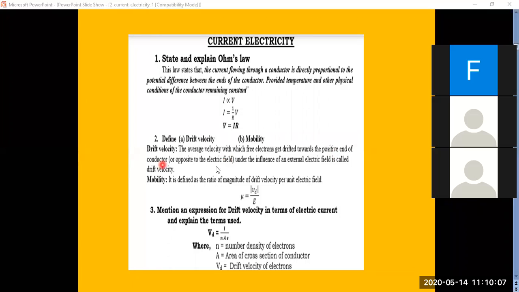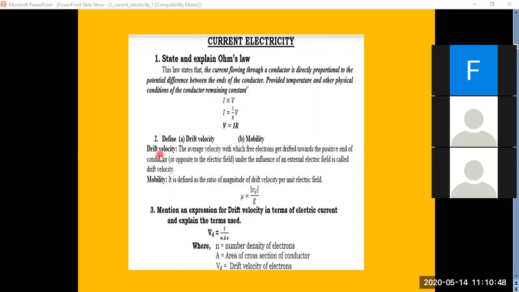This direction will be opposite to the electric field. The electric field will always be in the direction opposite to the free electrons. The definition of drift velocity is the average velocity with which free electrons drift towards the positive end of the conductor under the influence of an external electric field. If you divide this drift velocity by the electric field, that is, take the ratio of drift velocity and electric field, we get a new term called mobility. This mobility is denoted by the symbol mu.